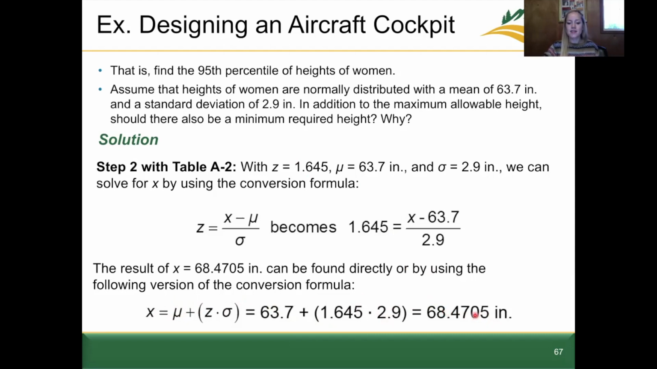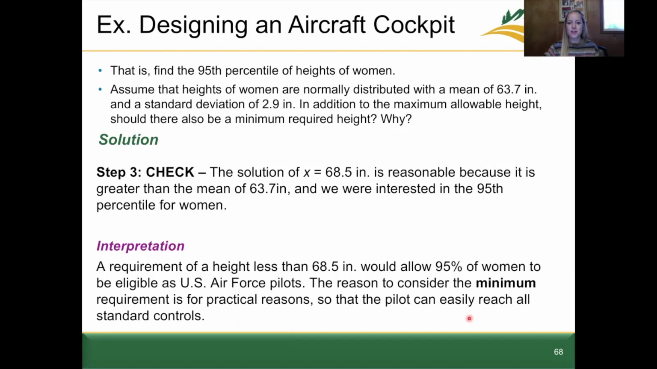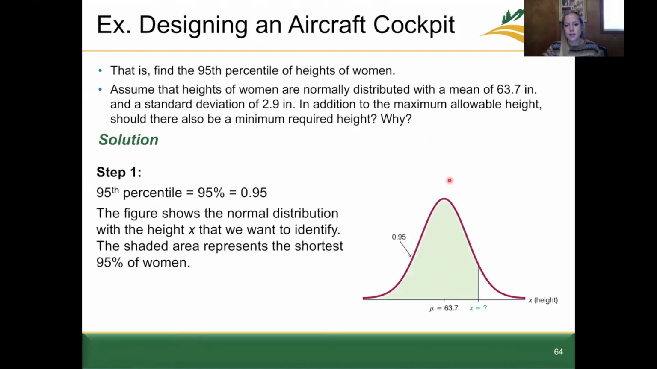Now, that's definitely the correct answer, but we always want to check and make sure we're thinking along the right lines here. So our solution was x, or a height of 68.5 inches. This reasonably makes sense because our mean value for the height of women is 63.7 inches. Because we're interested in the 95th percentile, the x value that we got needs to be greater than our mean.